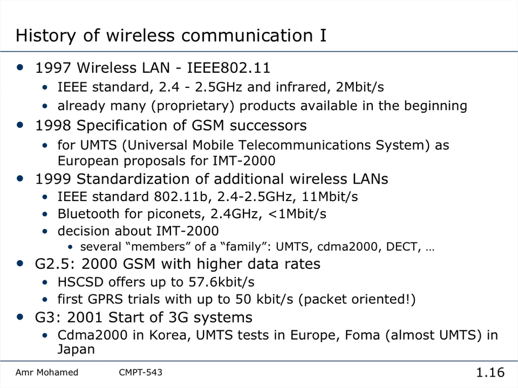GPRS was the first packet-oriented data service on top of GSM. GPRS was also a big event at that time, because developers started to talk about how to tweak circuit switching to provide packet-oriented data service. This was GPRS. But again, with this, we cannot increase data rates that much. As you can see, it's comparable.